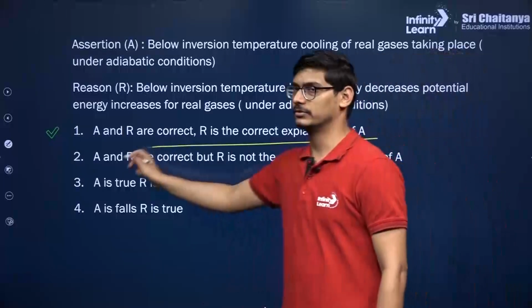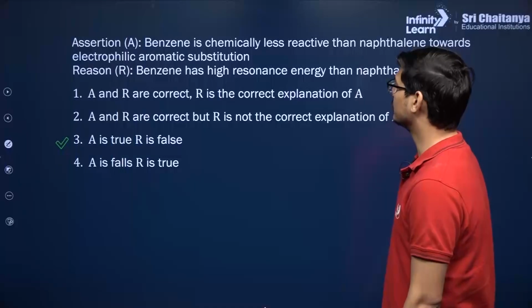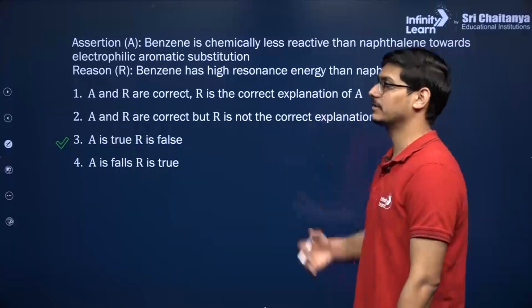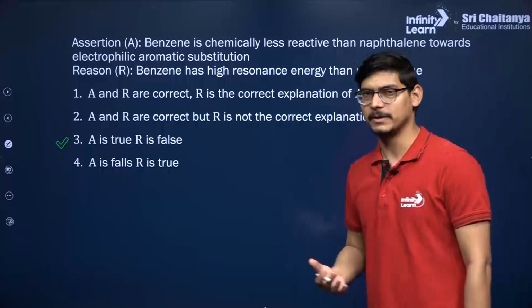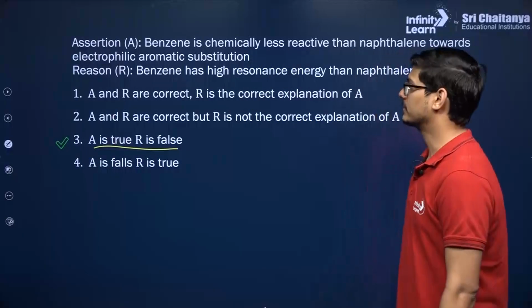Yes, the correct explanation. Benzene is chemically less reactive than naphthalene. Yes, but benzene has high resonance energy. No, naphthalene has 10 pi electrons, so it has more resonance energy. The assertion is true and the reason is false.